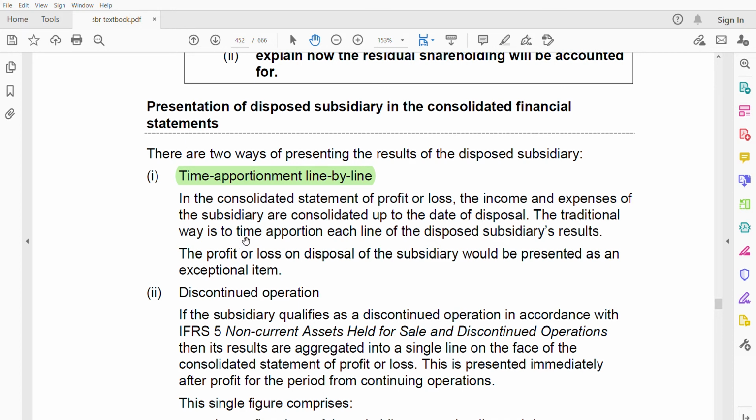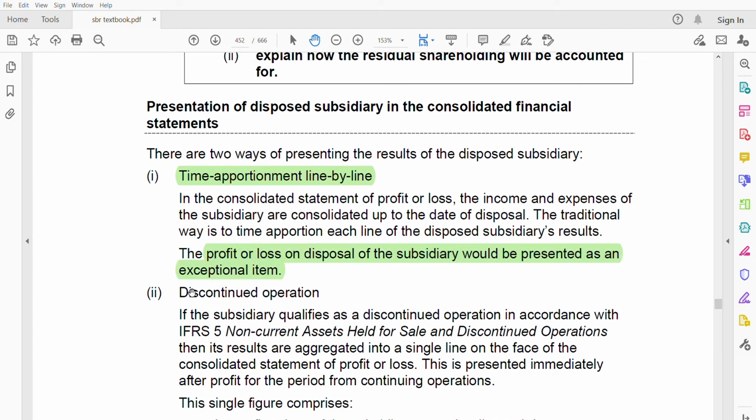The traditional way is to time apportion each line of the disposed subsidiary's results. Time apportion means if, let's say, for 6 months they have been a subsidiary and for 6 months they are an associate, you will only take 6 months of all the income and expenses and add them with the parent. The profit or loss on disposal of the subsidiary would be presented as an exceptional item.